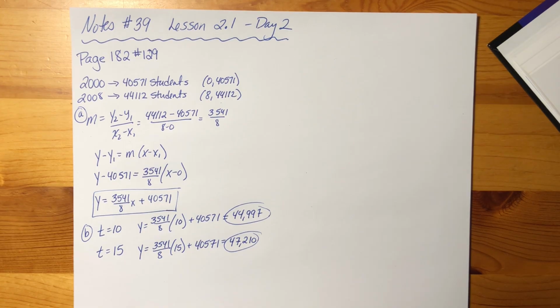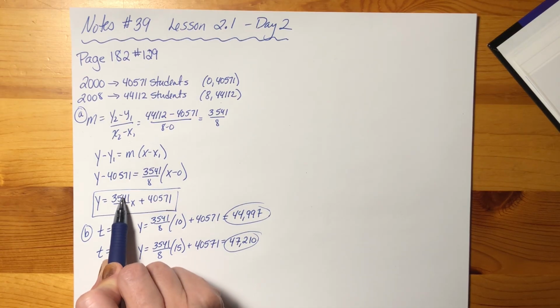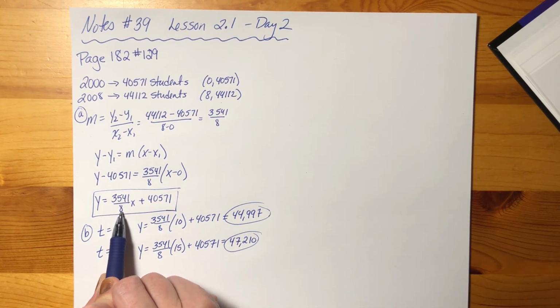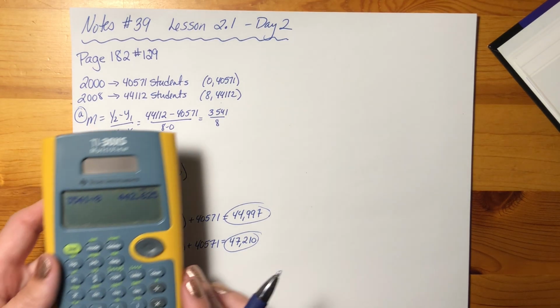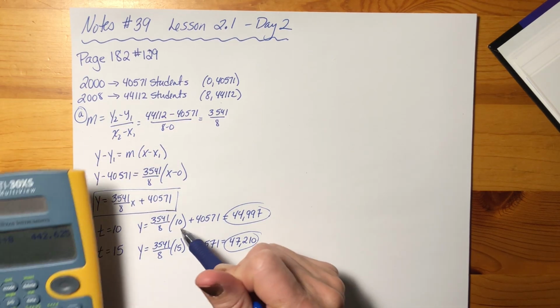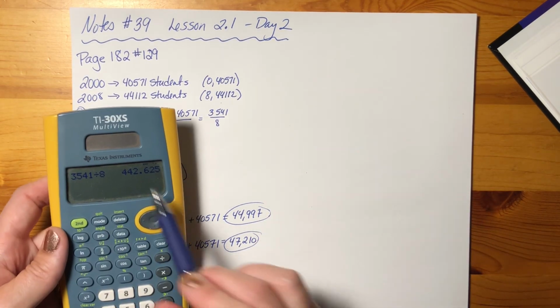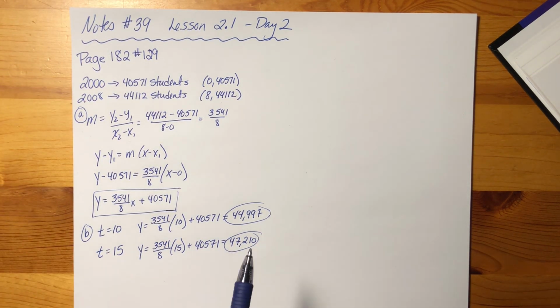The last thing they want to know is about the slope. What does the slope mean? Well, the slope means that we're going to increase this much of a population per year. I don't have that exact number. Let me grab my handy dandy calculator. So 3,541 divided by 8 is approximately 442. So for every year that goes up after 2000, we're going to increase our enrollment by 442 students.